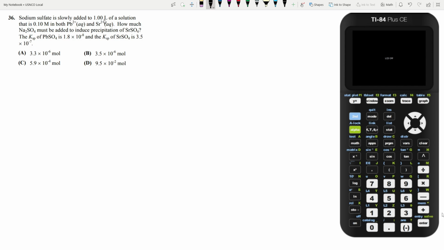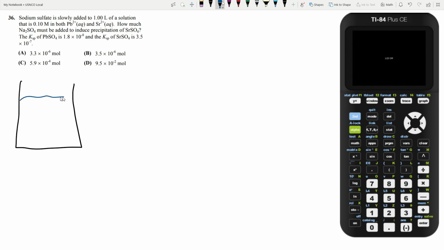Sodium sulfate is slowly added to 1 liter of solution that is 0.1 molar in both Pb2+ and Sr2+. How much sodium sulfate must be added to induce precipitation of strontium sulfate? The Ksp of lead sulfate is 1.8 times 10 to the negative 8th, and the Ksp of strontium sulfate is that. There's quite a bit going on here, so it might be helpful to draw a diagram.